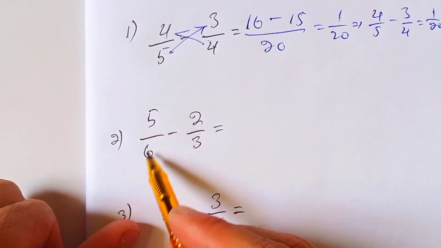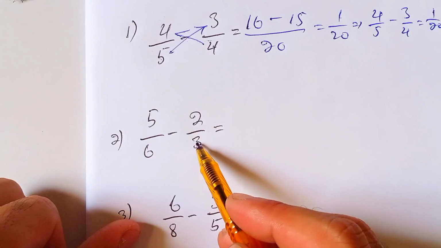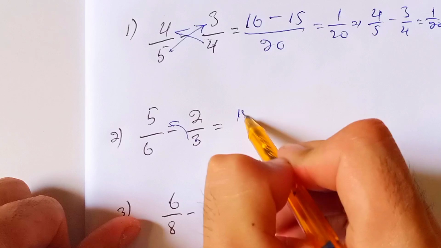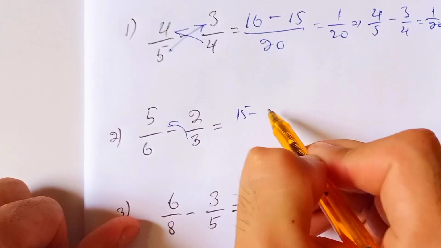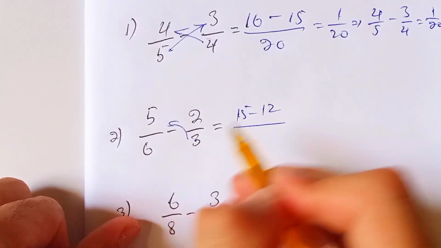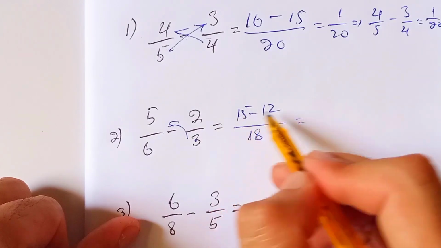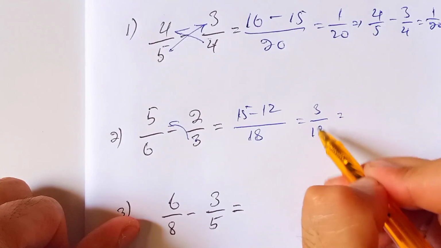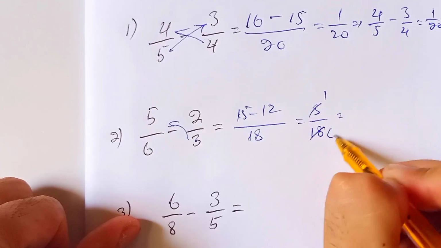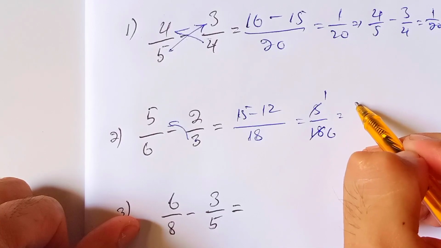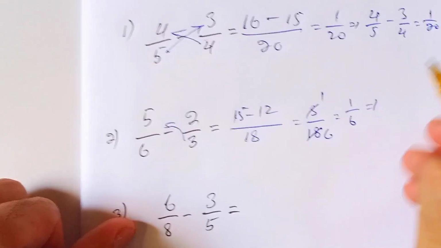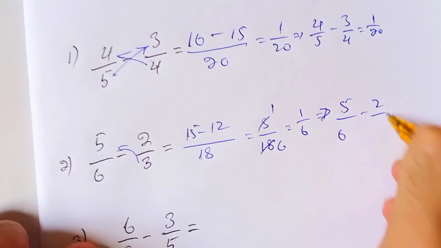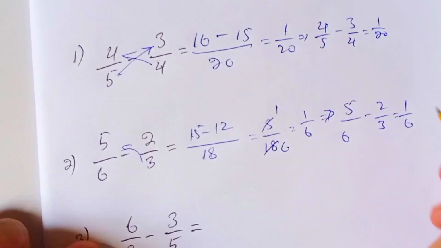Now in this example, 5 over 6 minus 2 over 3. Again multiply this 3 with this 5. Right, 3 times 5 is 15. 6 times 2 is 12, minus 12. And 6 times 3 is 18. So 15 minus 12 is 3, and write the denominator, which is equal to 18. Now cancel out the 3 times 1 is 3, and 3 times 6 is 18. So we will write the answer as 1 over 6. Or we can say that 5 over 6 minus 2 over 3 is equal to 1 over 6.